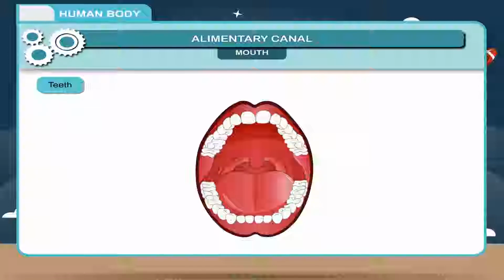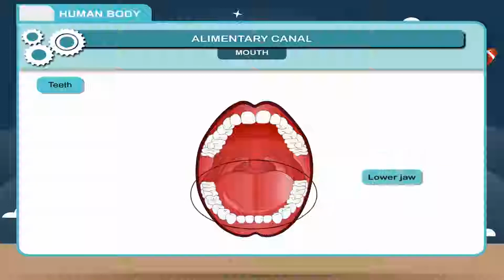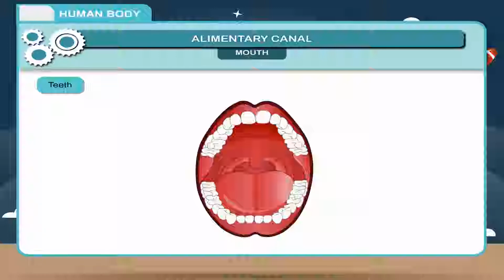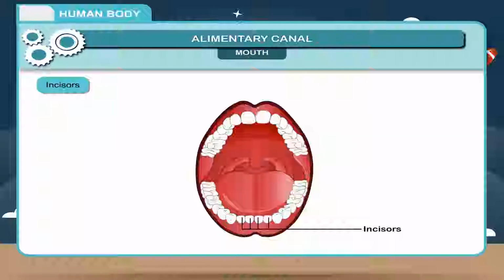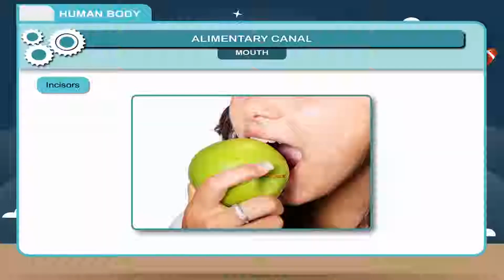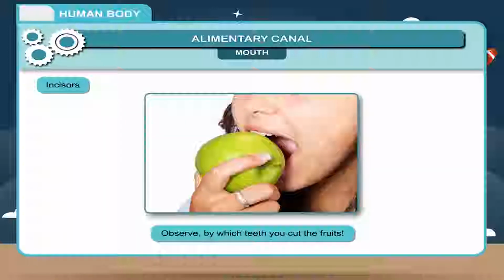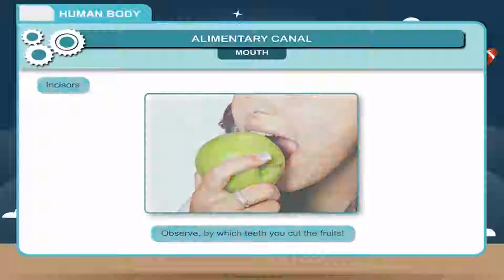An adult man has 32 teeth, 16 in the upper jaw and 16 in the lower jaw. There are 4 different types of teeth in man. They are incisors, canines, premolars, and molars. Incisors. There are 8 incisors located in the front portion of the mouth, 4 in the upper jaw and 4 in the lower jaw. Incisors have a sharp edge that is used to cut the food. Observe, by which teeth do you cut the fruits?